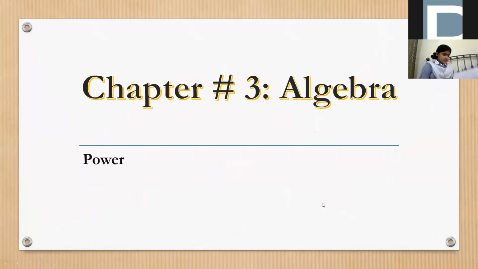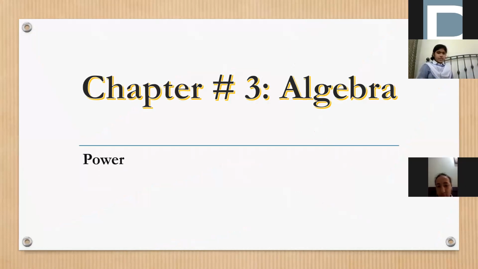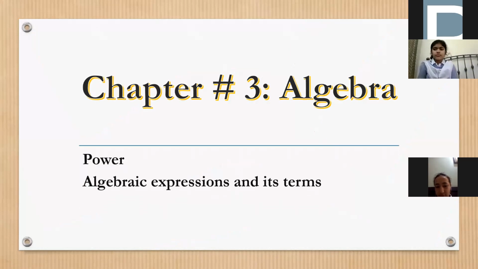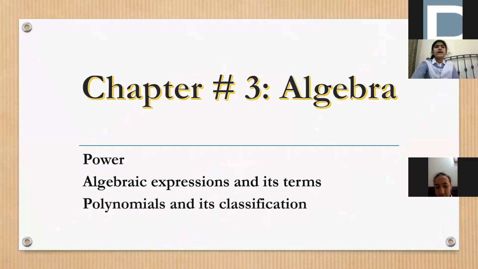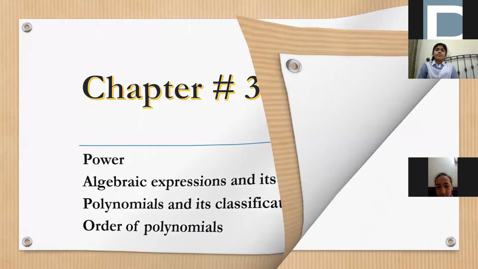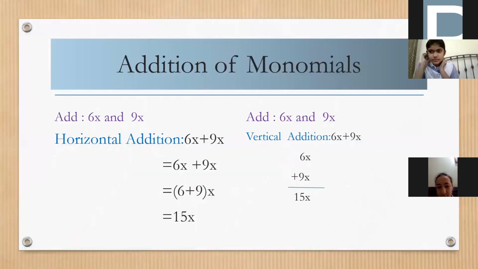We were discussing chapter number 3, algebra. In the last week, we have discussed power, algebraic expression and its terms, polynomial and its classification, order of polynomial. Up till now, we have discussed these topics. And today, we are going to discuss addition of monomials and addition of compound expression. How to do addition in algebra. That means how can we add algebraic expressions? We are going to discuss today.